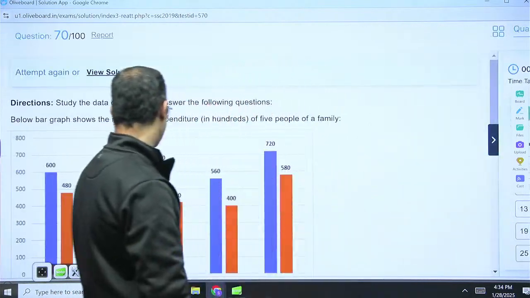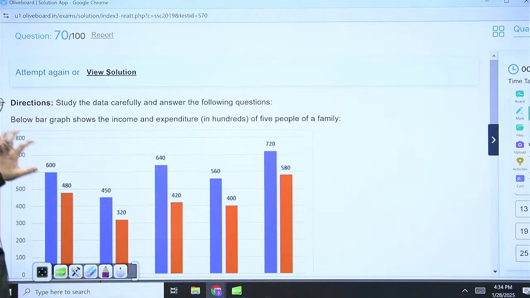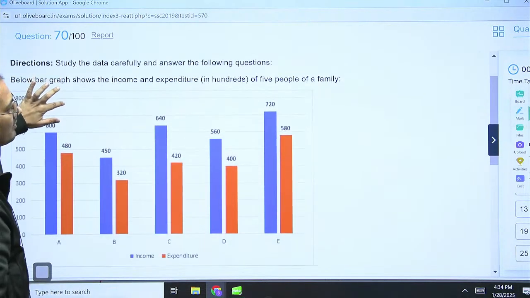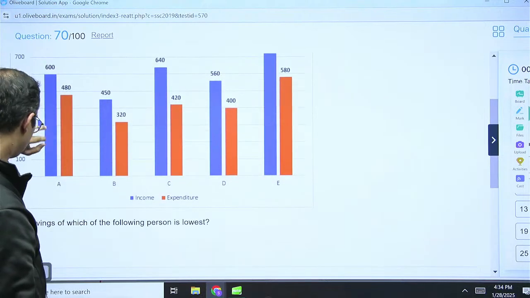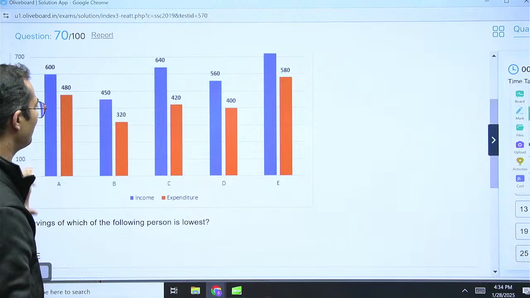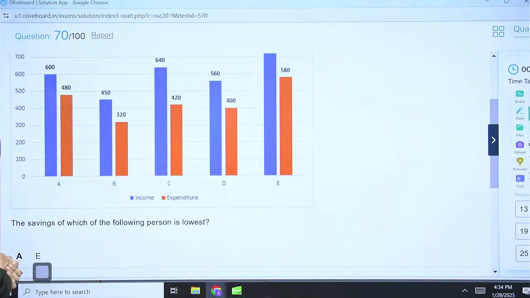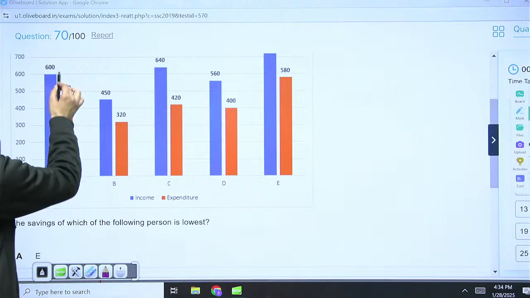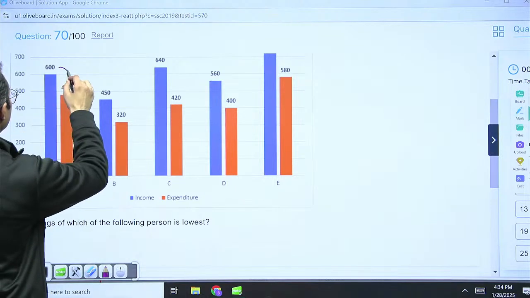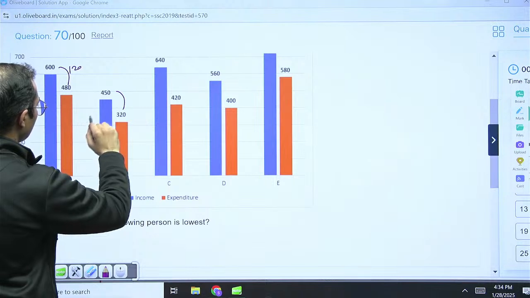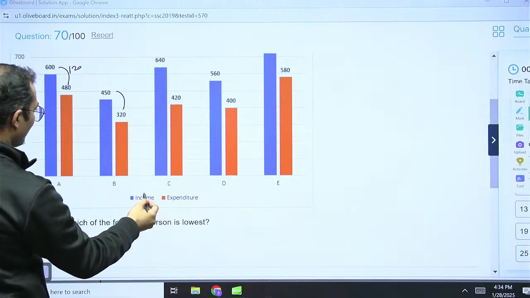Question number 20. The below bar graph shows the income and expenditure of 5 people of a family. The saving of which of the following persons is lowest? Lowest saving means the difference must be less. So here the difference is 120.